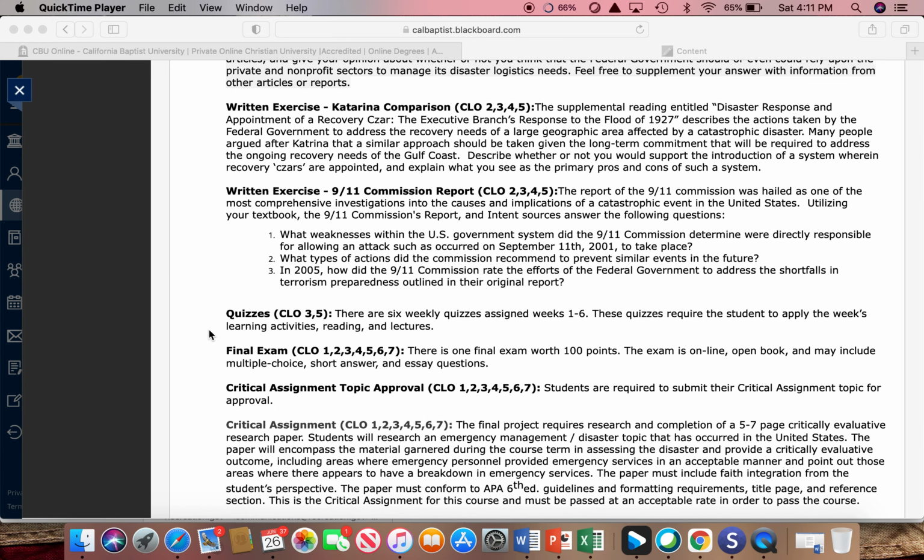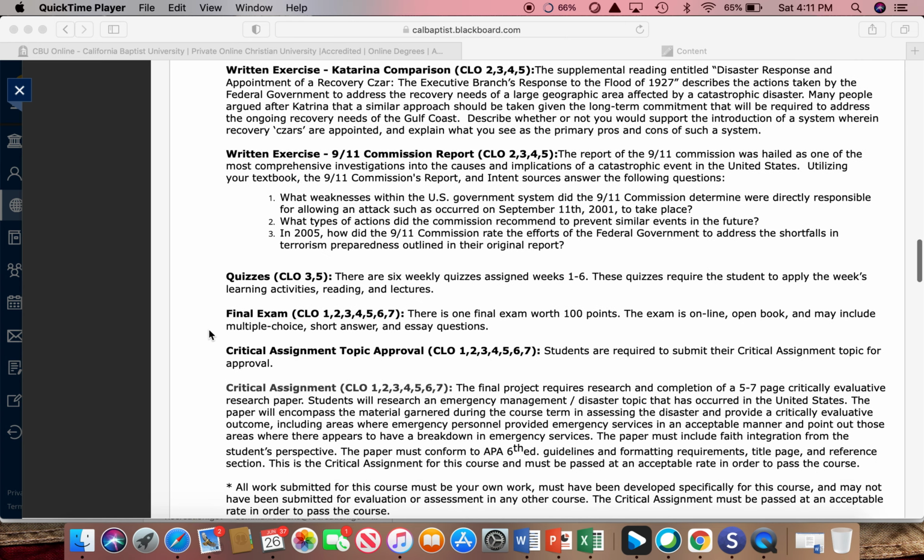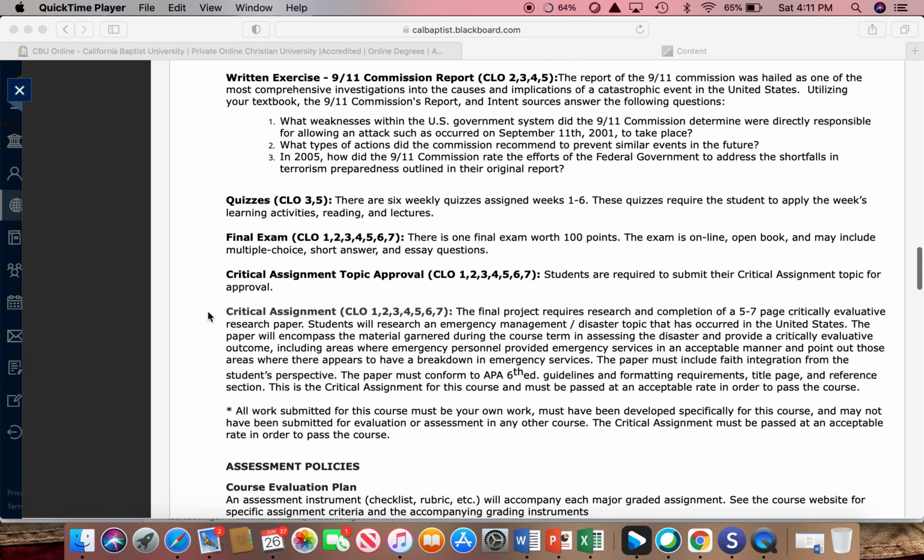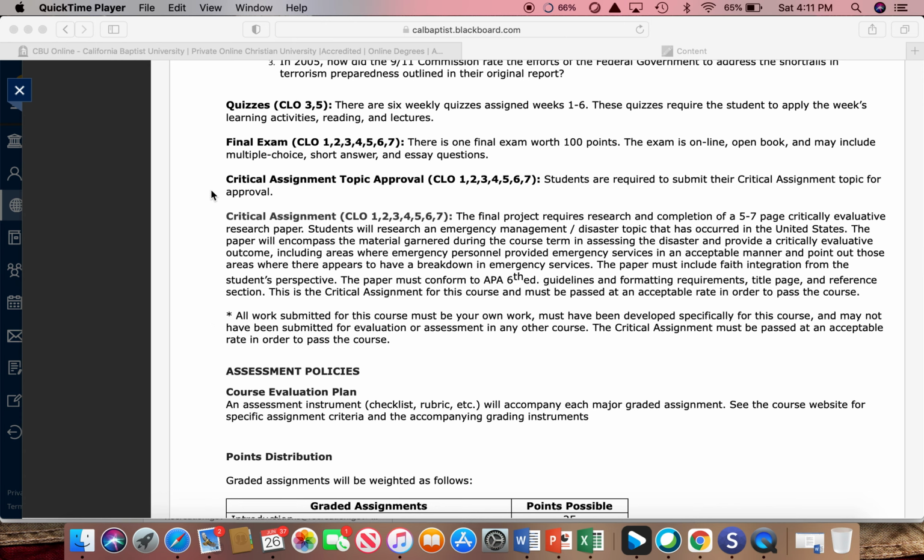We also have a series of quizzes through the first 6 weeks. The quizzes are going to look at not only the coursework, but also what we have read that week. And there's a final exam that is based upon those quizzes, but in a cumulative fashion in week 8. We also have a critical assignment approval, and like all of our ops classes, there is a critical assignment.